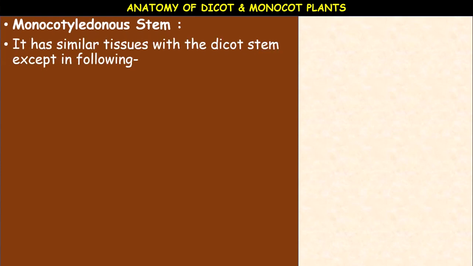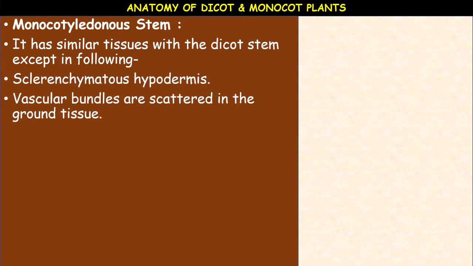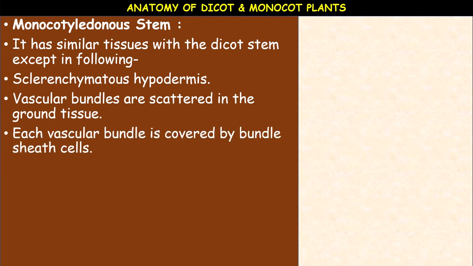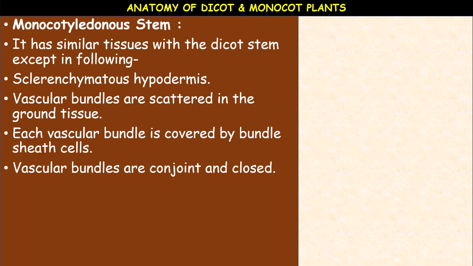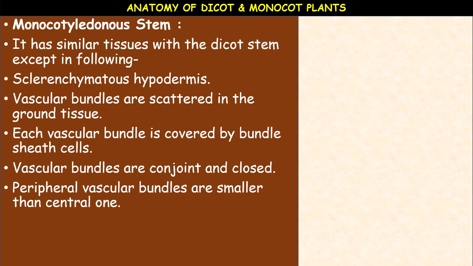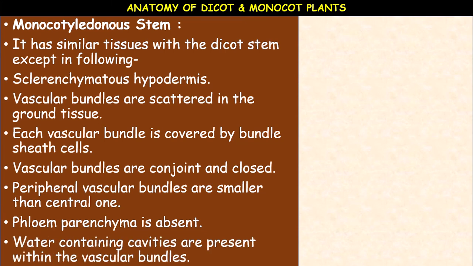Now come to the monocotyledonous stem. It has similar tissues to the dicot stem except in the following: sclerenchymatous hypodermis. The vascular bundles are scattered in the ground tissue and each vascular bundle is covered by bundle sheath cells. The vascular bundles are conjoined. Conjoined means xylem and phloem on the same radii, but closed because the cambium is absent. The peripheral vascular bundles are smaller than the central ones because vascular bundles are scattered. The phloem parenchyma is absent. Water containing cavities are present within the vascular bundles.